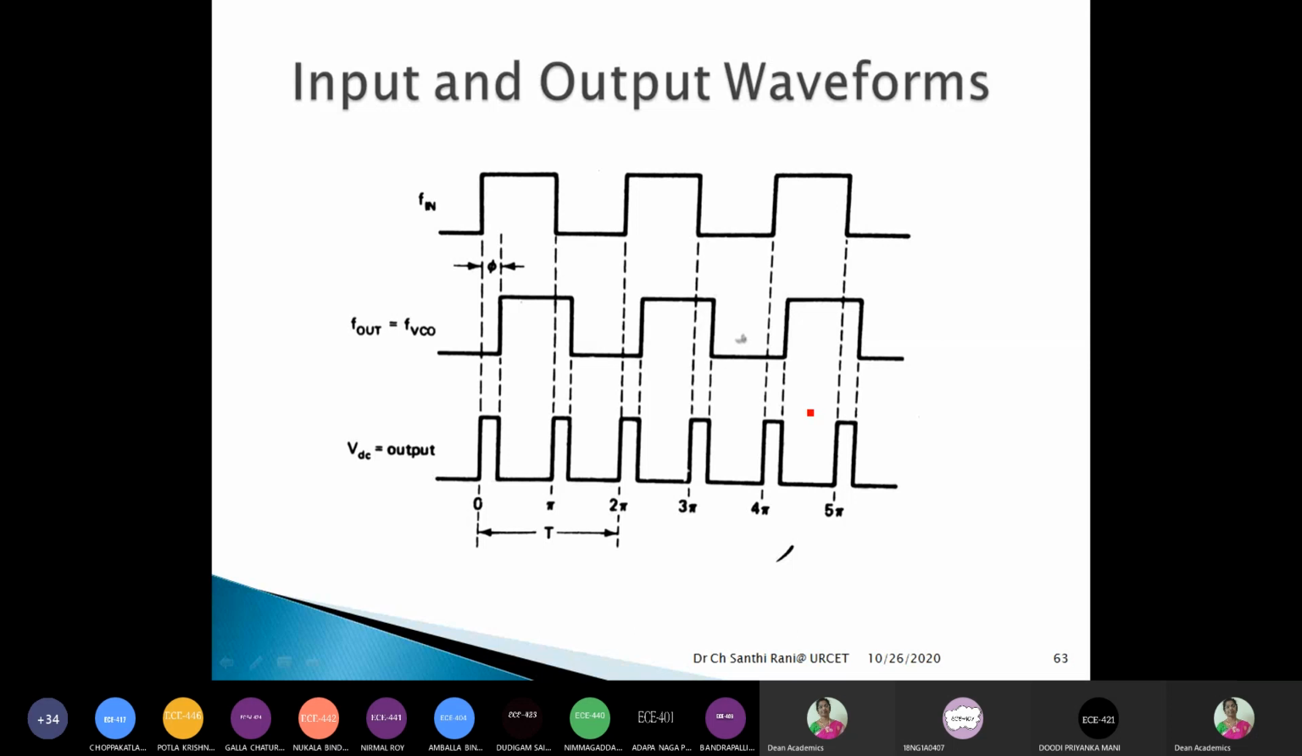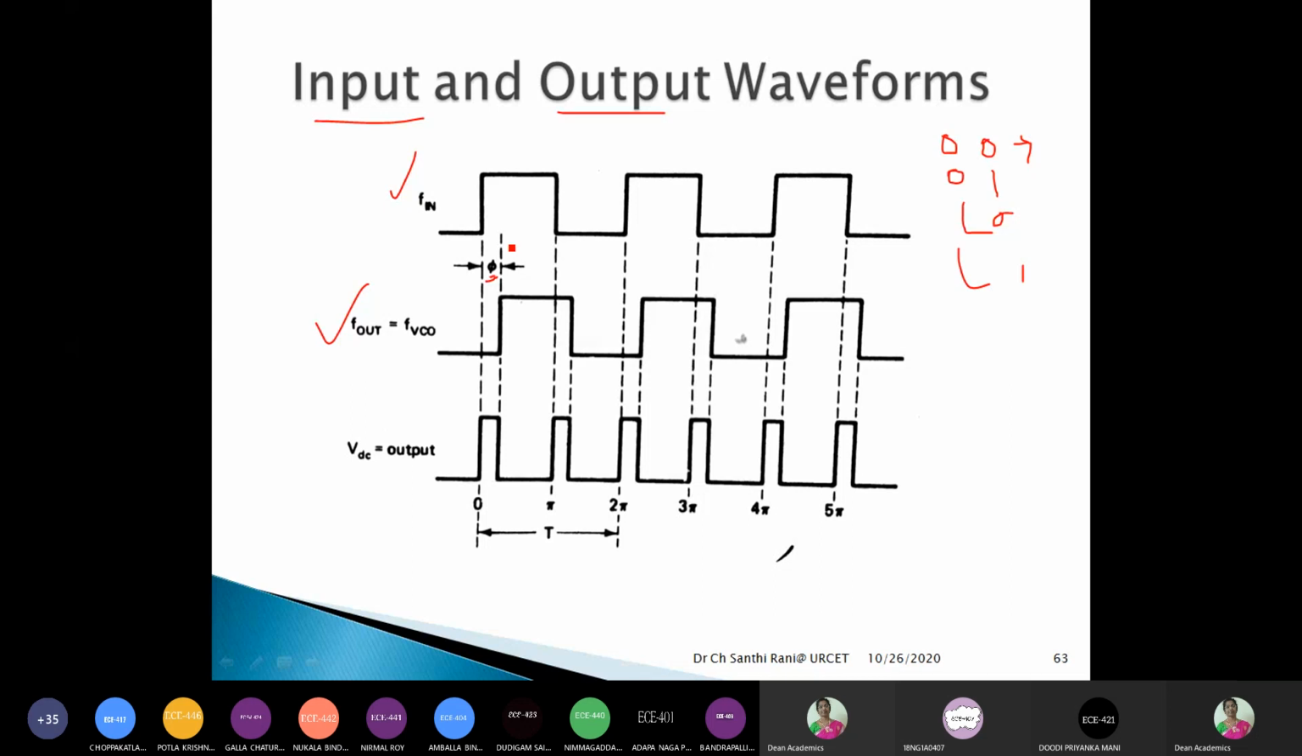Okay. Now let us see this type of waveform. Till now you know low, high, otherwise 0, 1. All this you will be knowing: 0 0, 0 1, then 1 0, then 1 1. But now if you observe the waveform, this is the F in input frequency waveform, one square wave, right? Then the output frequency waveform, there is some difference, some phase difference is there, right?